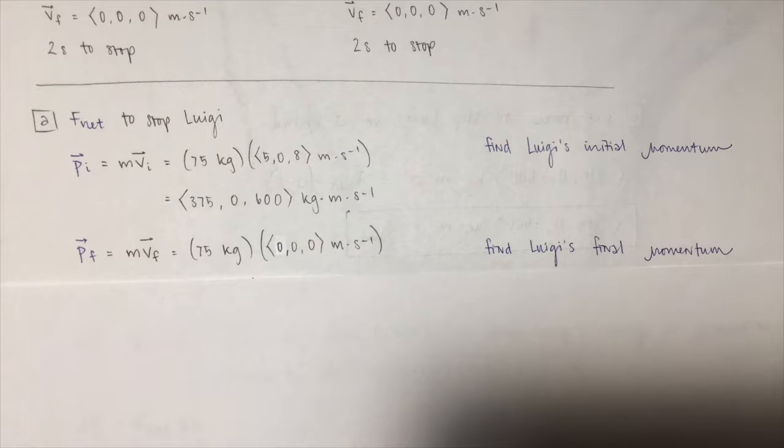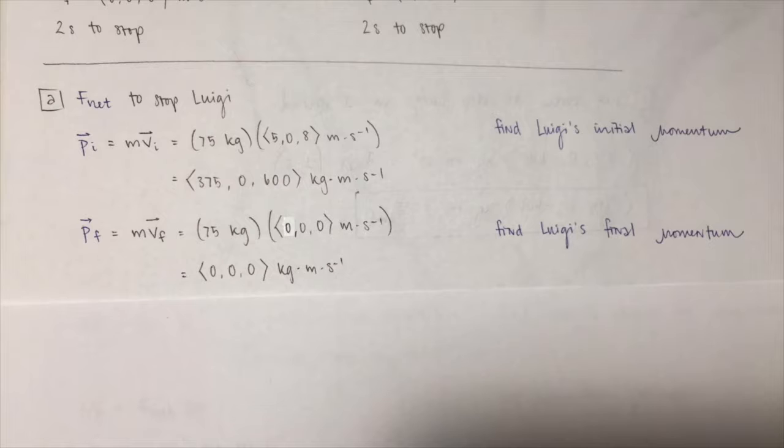Next, we need to find Luigi's final momentum, as the momentum principle uses the change in momentum, which we will find after this step. Luigi's final velocity is 0, 0, 0 because he is no longer moving. Thus, when you multiply the vector components by 75, you get 0, 0, 0 for the final momentum as well.